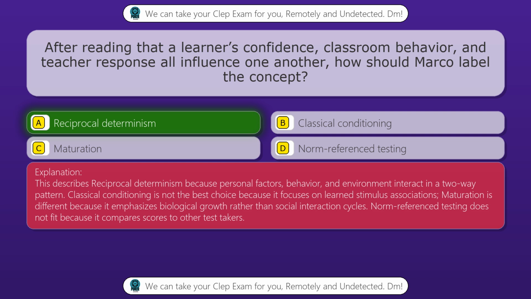This describes reciprocal determinism because personal factors, behavior, and environment interact in a two-way pattern. Classical conditioning is not the best choice because it focuses on learned stimulus associations. Maturation is different because it emphasizes biological growth rather than social interaction cycles. Norm reference testing does not fit because it compares scores to other test takers.